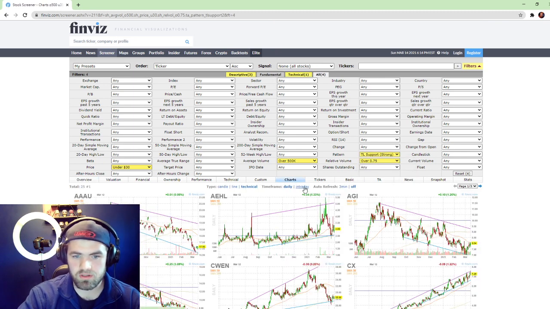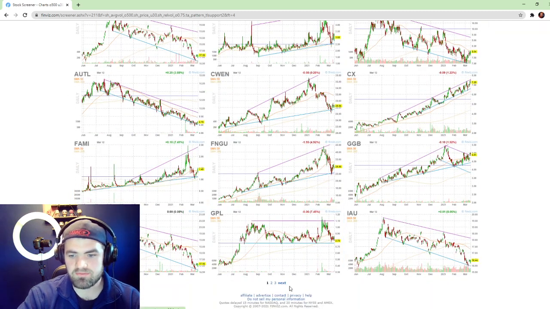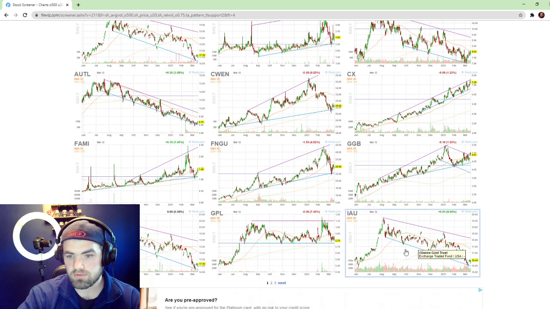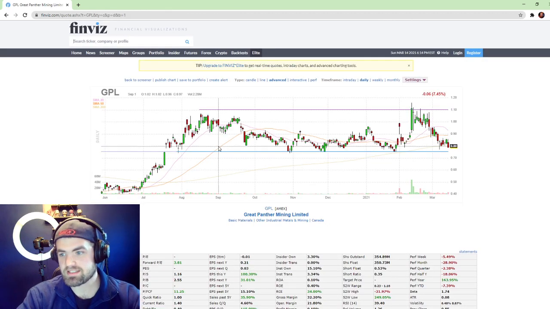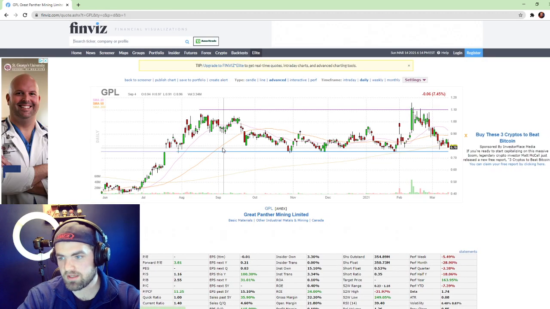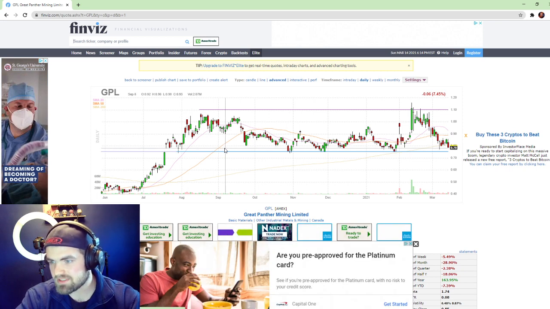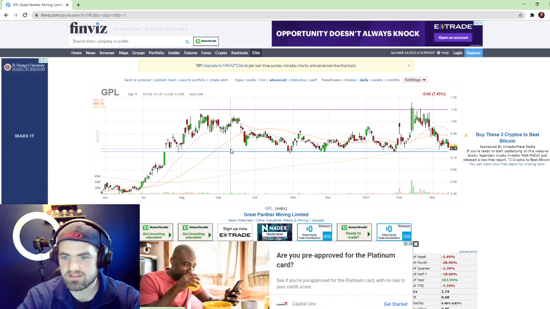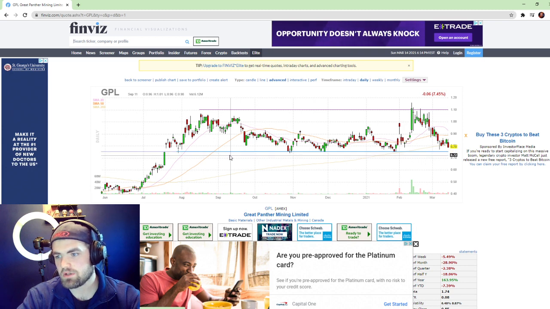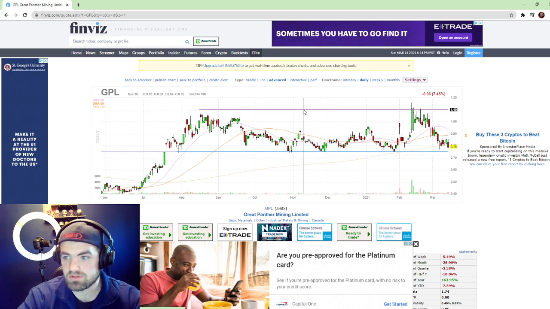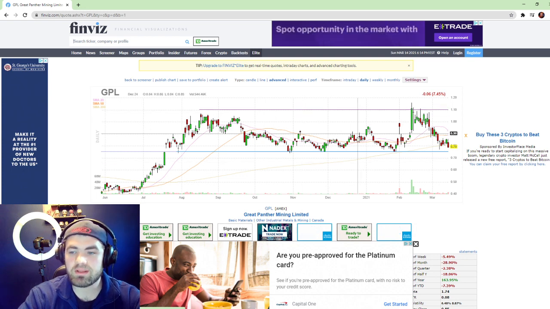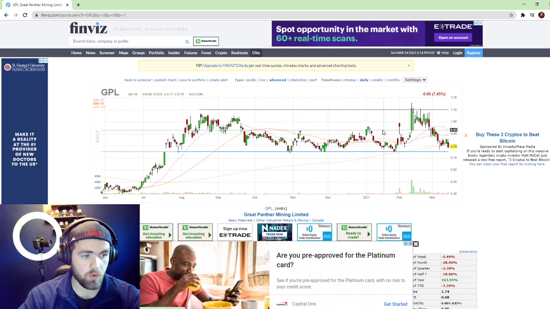So now we're going to click charts. And now instead of 9, we have 3. So really, GPL, let's look at this one here. GPL, you guys can see it does have some overall support here from around 78 cents to about 75 cents. So you could literally risk, let's just say, 5 cents to possibly have this go back up to 110. That would be a perfect risk and reward ratio.